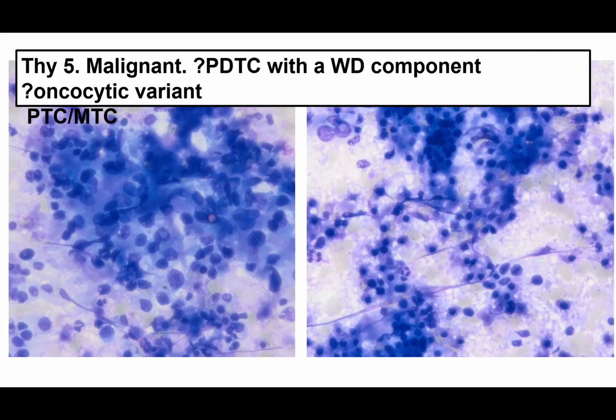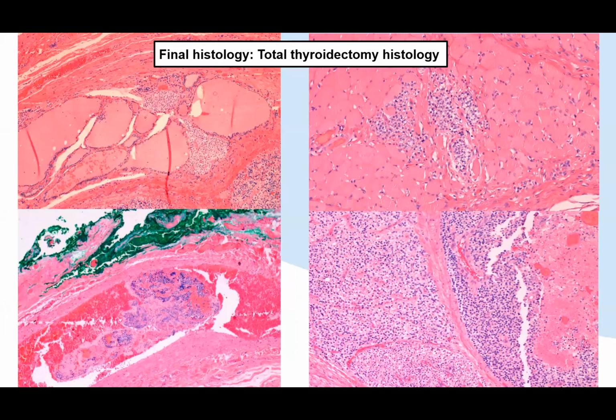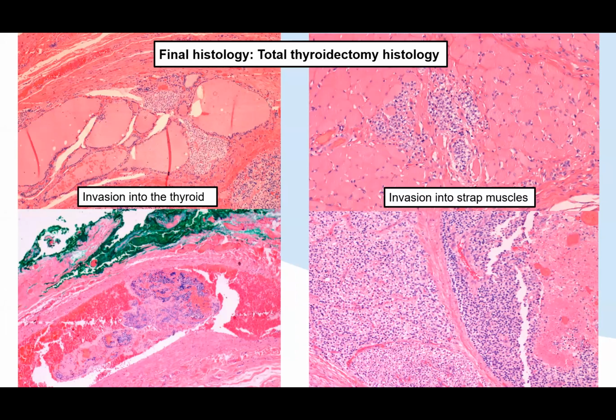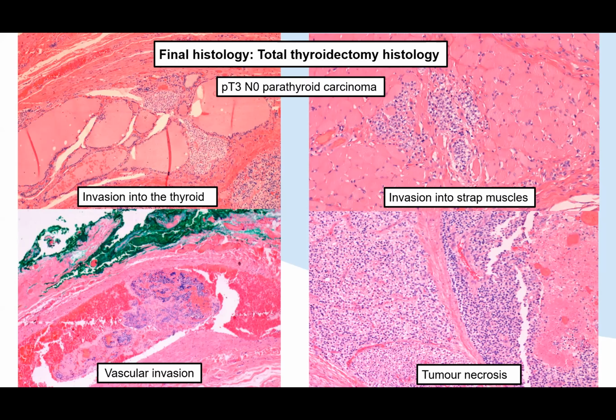And could this be a poorly differentiated thyroid carcinoma with a well differentiated component, whether this is an oncocytic variant of a PTC, or could this be a medullary? So the patient underwent a total thyroidectomy with the histology. You can see here that there was invasion into the thyroid gland of these epithelial cells, invasion into the strap muscle, so definitely dealing with a malignant lesion, vascular invasion, and tumor necrosis. But this was in fact a parathyroid carcinoma.